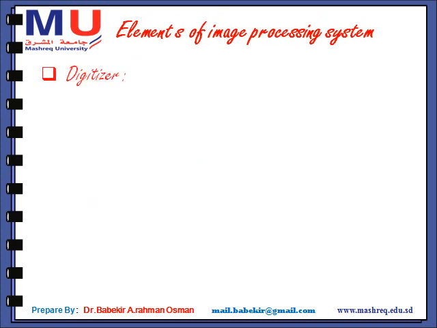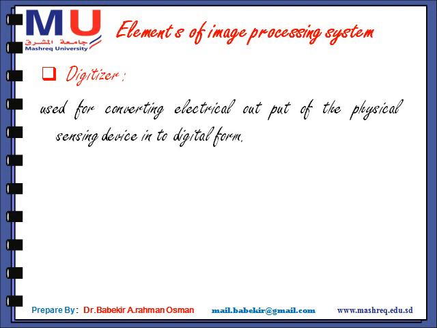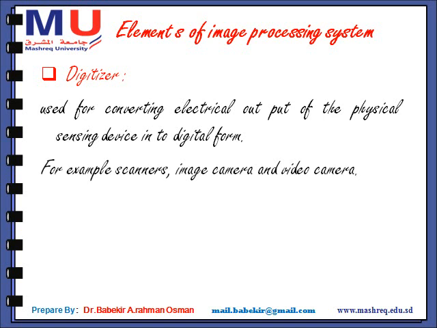The next part of the acquisition device is the digitizer. The digitizer is used for converting the electrical output of the physical sensing device into digital form, such as conversion from an analog signal to digital form, constructed from 0 and 1, which represents the information of the image. Real examples of image processing systems are the scanner, image camera, and video camera.